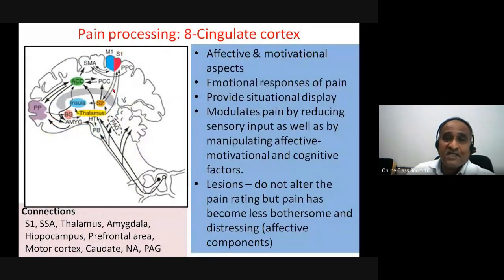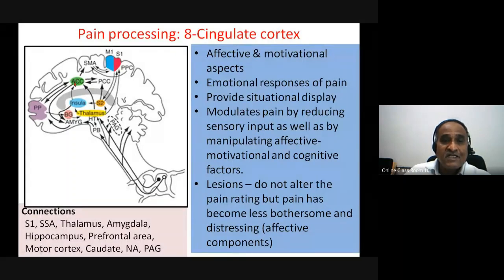Then what happens to the pain fibers at the cingulate cortex? This is the corpus callosum, and over the corpus callosum we have the cingulate cortex. This cingulate cortex is divided into the anterior part and the posterior part. The anterior cingulate cortex is involved in pain processing. From the thalamus, the medial dorsal nucleus projects onto the anterior cingulate cortex.